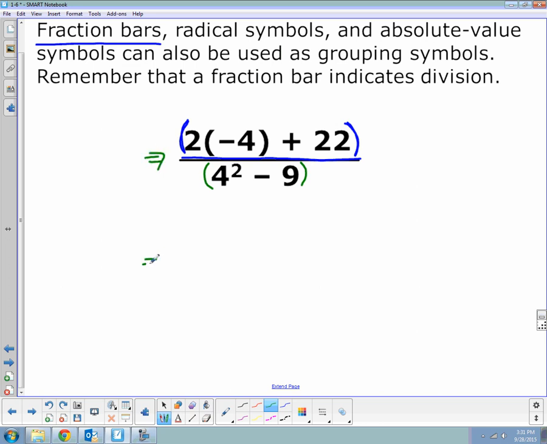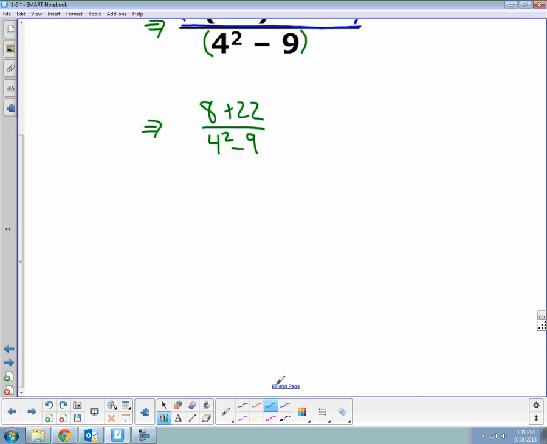The second step then, this is where things are going to get big and you're going to need some space, but 2 times -4 is 8. And then the bottom is still there. The next step then, I would do 8 plus 22 and get 30. Okay, so I've done the top set of parentheses. Now we need the bottom set of parentheses.